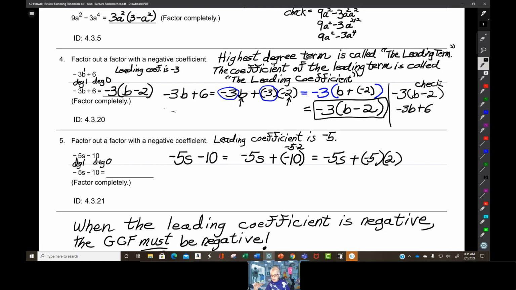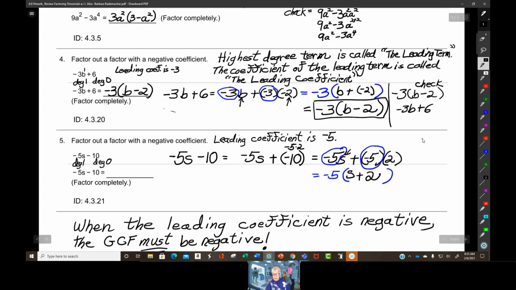All right, I've got my GCF. Each of these terms now has a negative 5. I pull out the negative 5 to the front and then make parentheses for my leftovers. S is the leftover in the first term, and positive 2 is the leftover in the second term, and this is my answer.